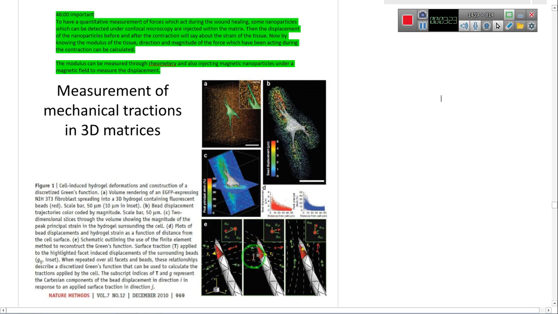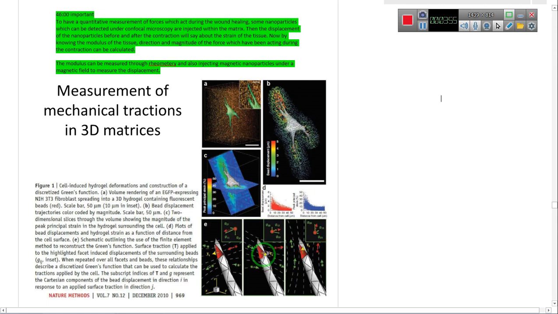Do you remember the modulus that I told you? For example, if we have a material and we apply a force on this end and this end, we apply a stress, so it will deform, it will elongate, depending on the amount of Young's modulus. When we were talking about the hydrogels, the Young's modulus. So this is the same story here.